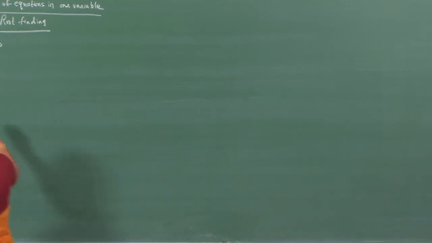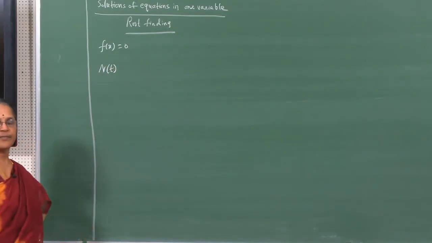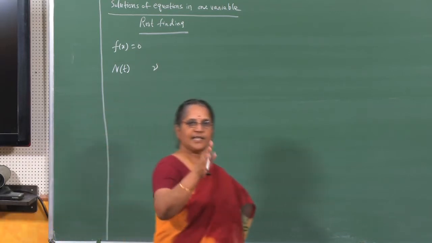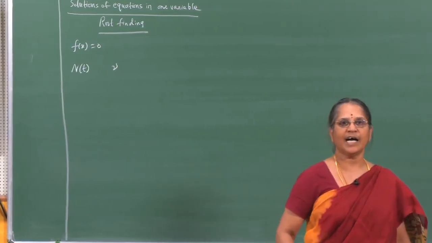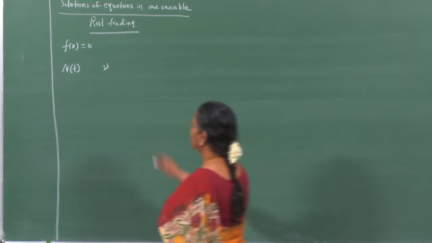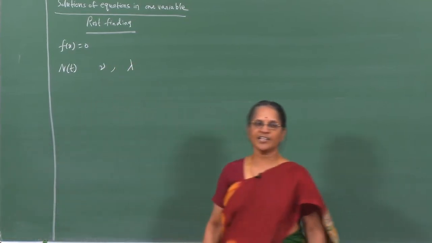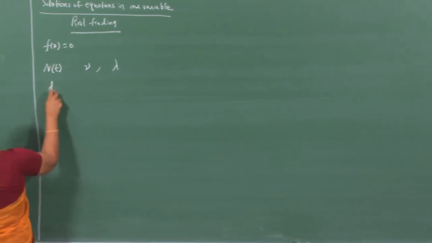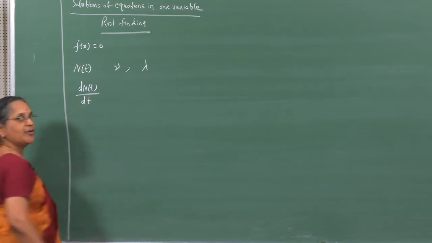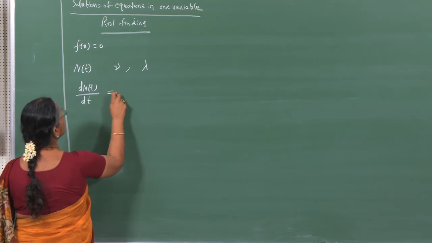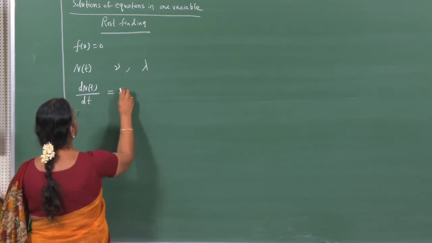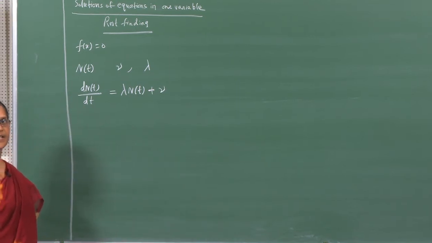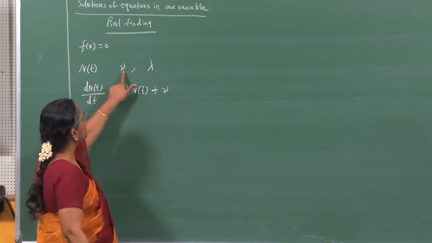Suppose I denote by n of t the population at time t, and by nu the constant rate at which immigrants are permitted, and if lambda denotes the constant birth rate of this population, then the population model can be given by the following differential equation, namely the rate at which the population varies is equal to lambda times n of t plus the immigration that is permitted, namely the constant rate nu.